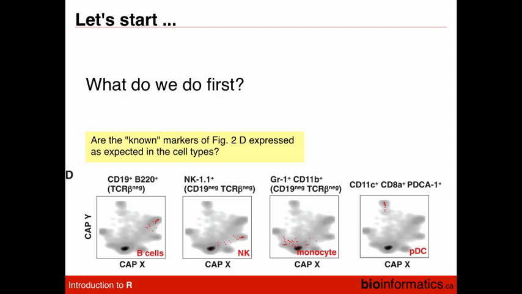Now the question I'm trying to pursue is to ask, well, is CD19, which is a B cell surface antigen, expressed, is it significantly enriched in this group of cells, or is it not? So it's a kind of validation question here.